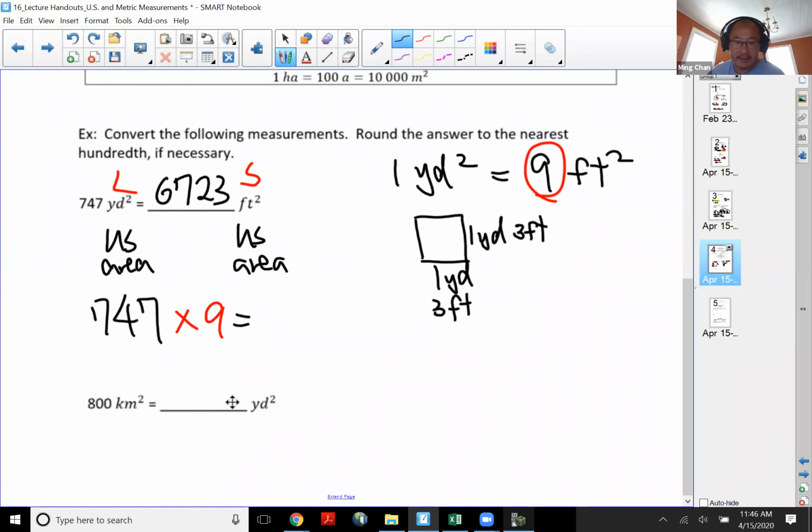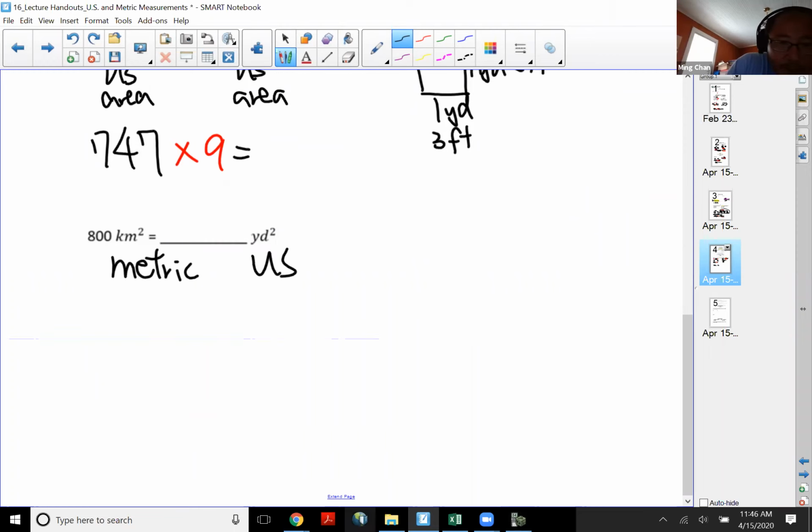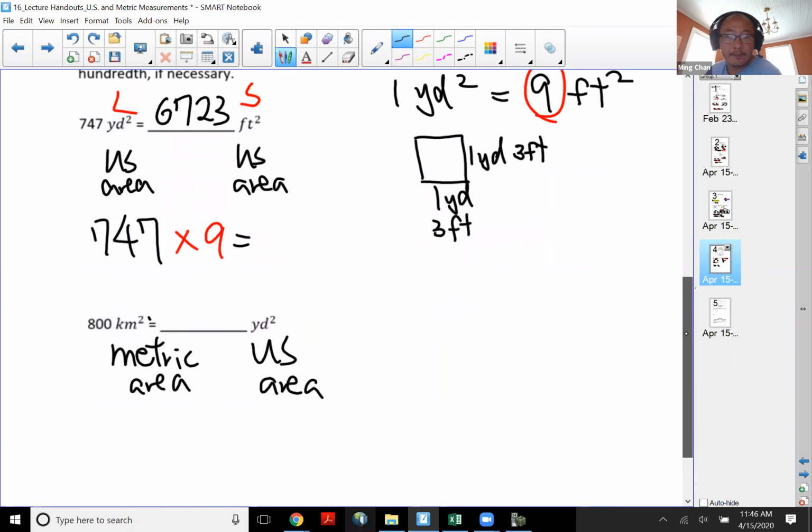All right, let's try this. Square kilometer. When you see kilometer, you know that's metric, right? When you see yard, that's US. When you see square, that means area. So I need to convert metric area to US area.